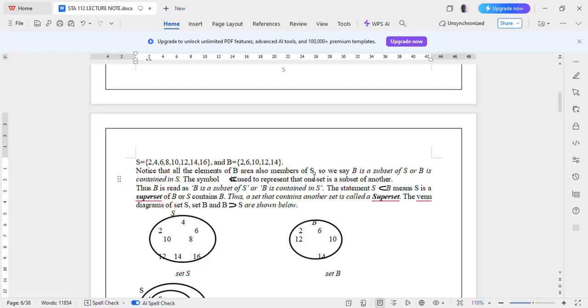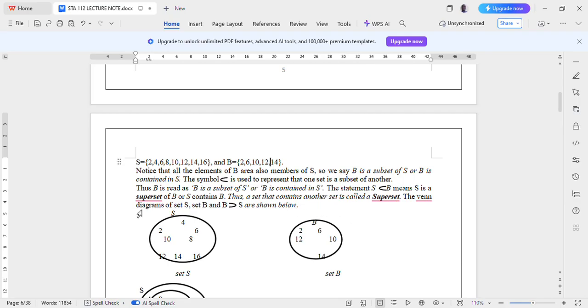This symbol is used to denote that one set is contained in the other. It is not a C, it resembles C, but it's a symbol used to represent that one set is a subset of another. It follows the pattern of C, but is not C as it is. So if we say B is a subset of S, so to say.